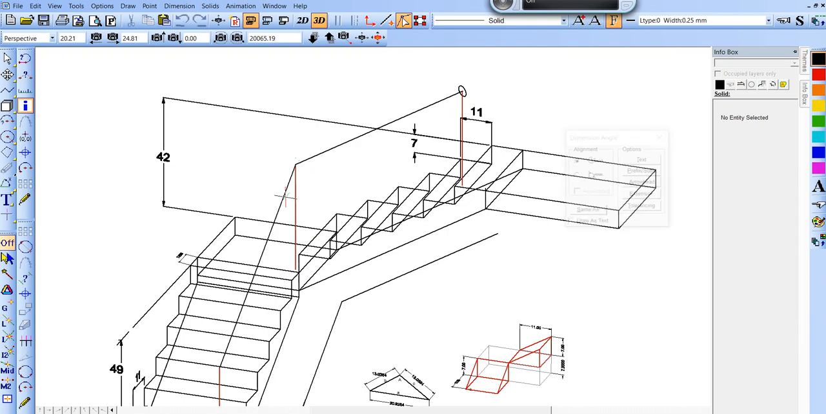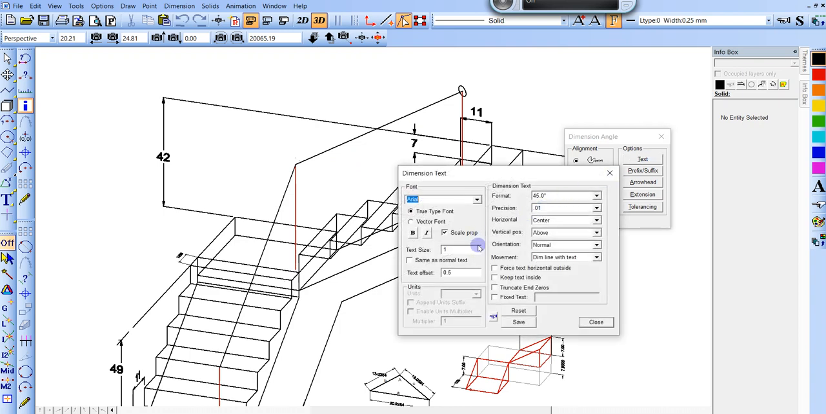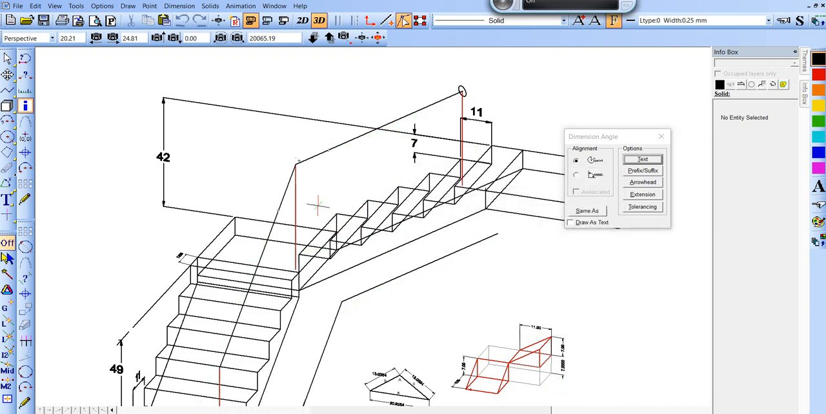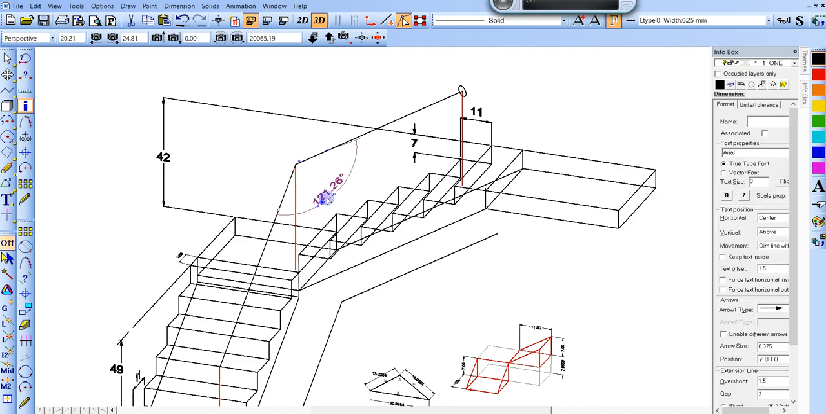Alt MA, K and K. Text is 35, double text is 3, okay? I don't think that's right.